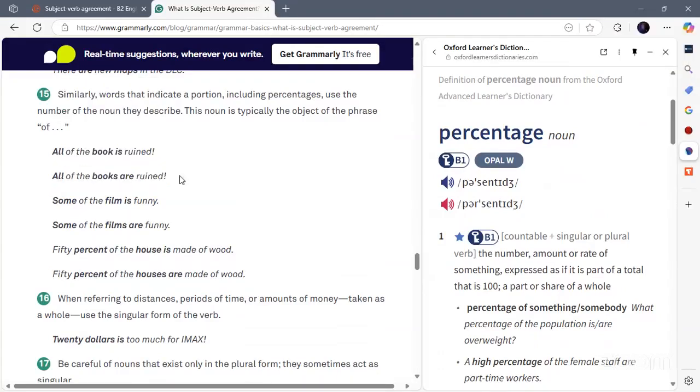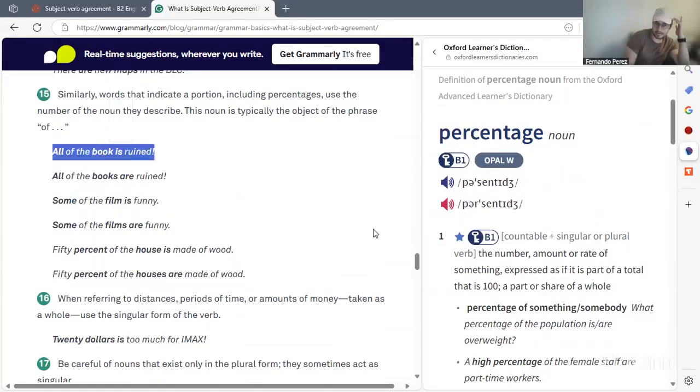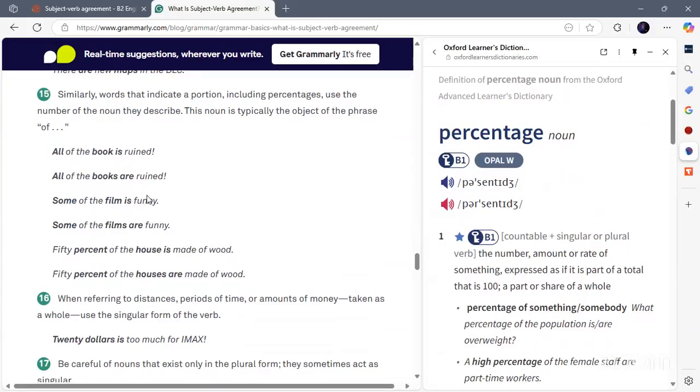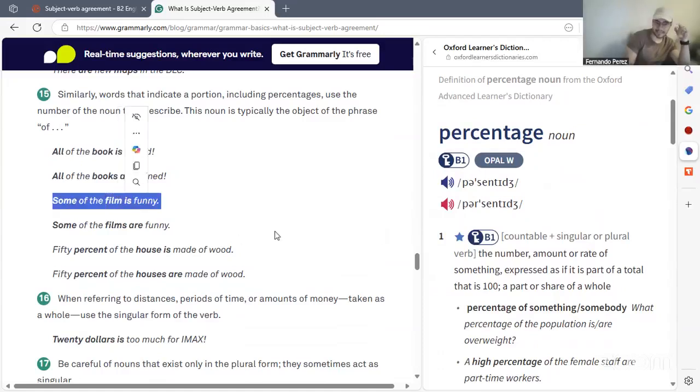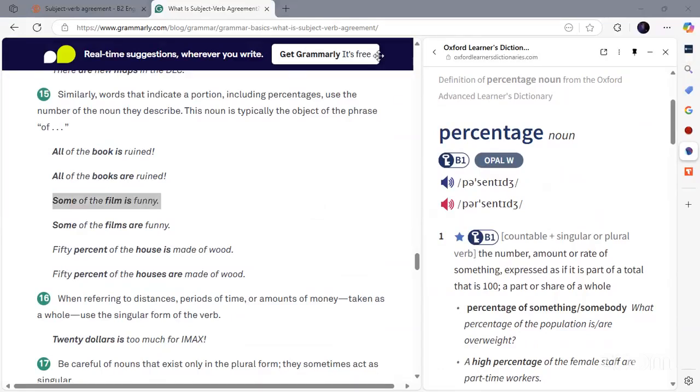That's very similar to Spanish. The one that is different from Spanish is this one. Yes, which is the same case as some of the film. What's the meaning of some of the film? What do you understand? That a part of the film, just a part of the film, is funny. I love it. Good. Just a part.